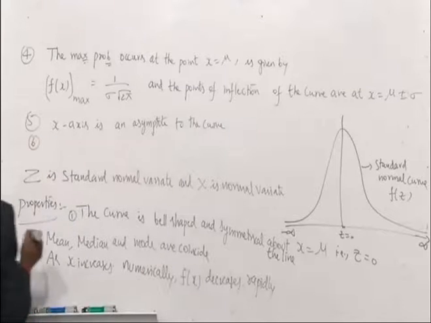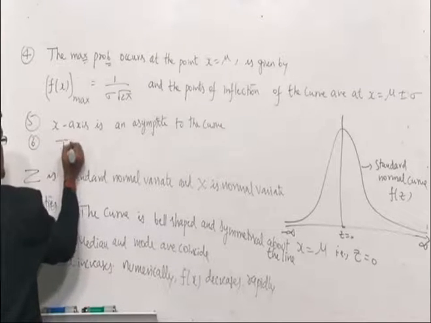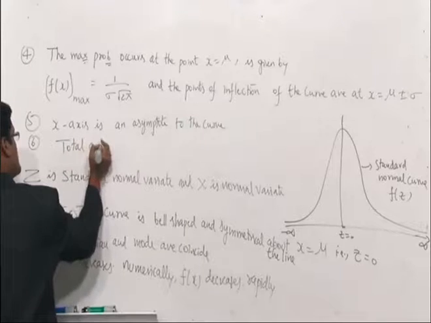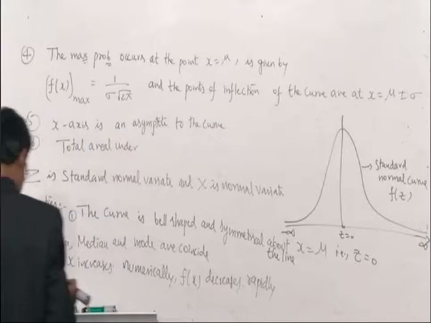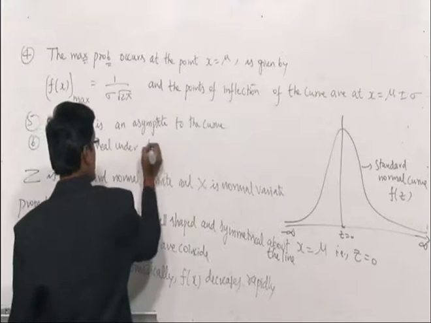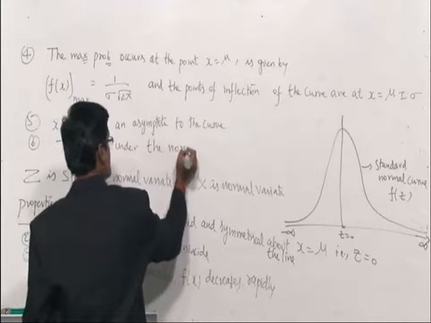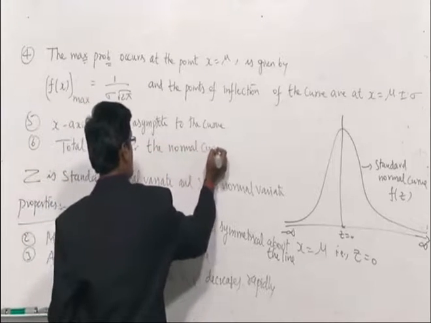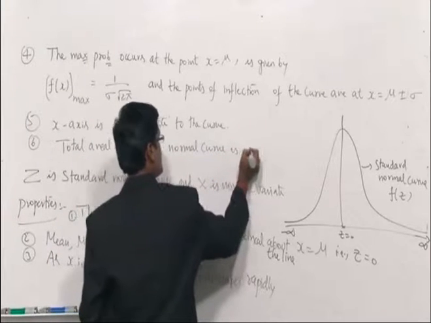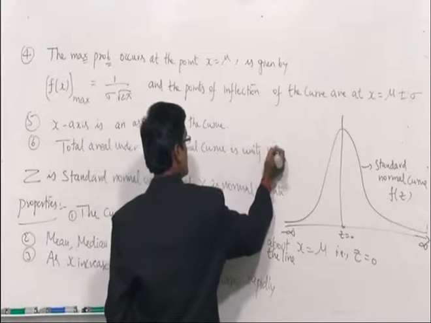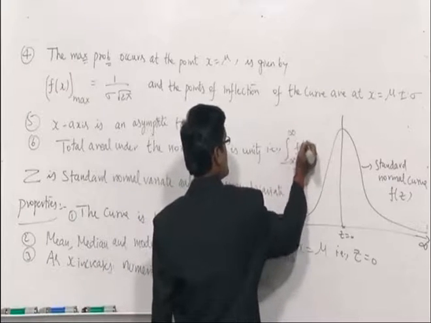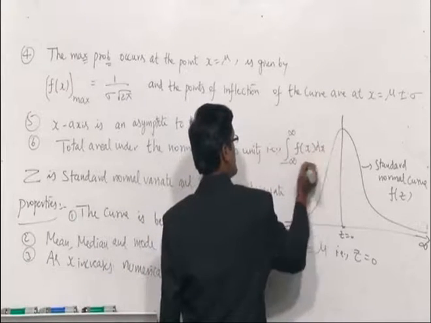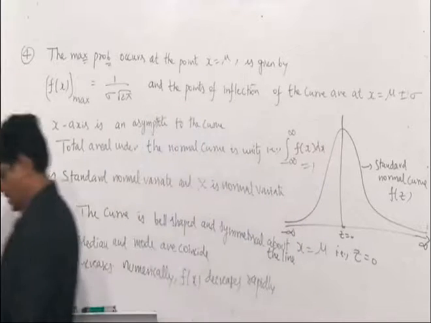Sixth one, the total area under the normal curve is unity, that is, the integral from minus infinity to infinity of f of x dx is equal to 1. Similarly in terms of z also.